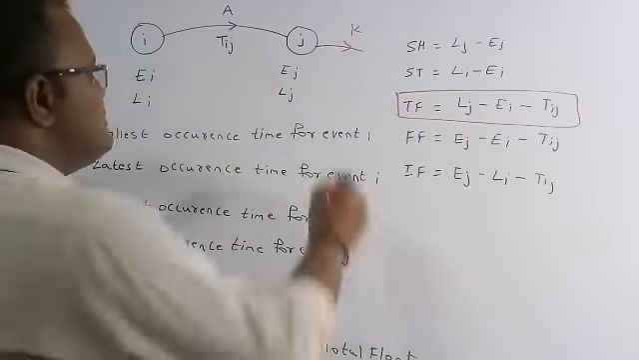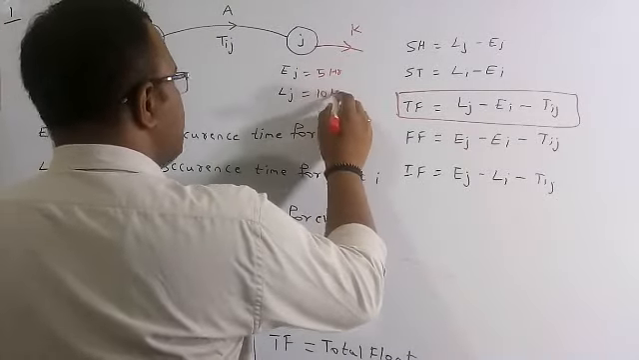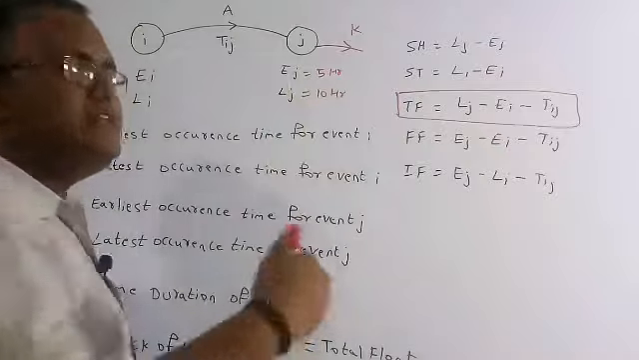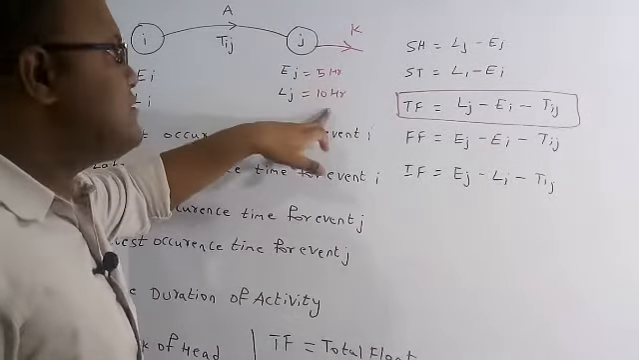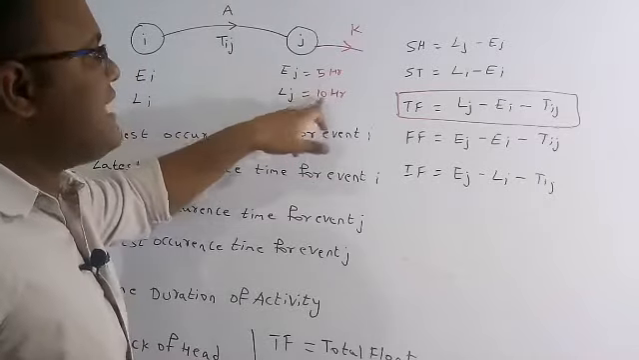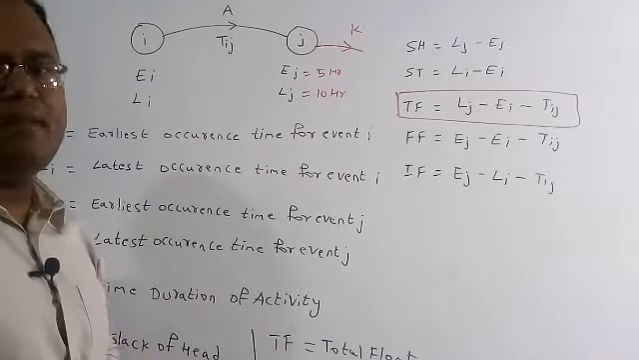So suppose this is 5 hours and this is 10 hours, which means event A has to finish in this duration, 5 to 10 only. The minimum value is 5 and the maximum value is 10. If it exceeds 10, the total project time will change, so the critical path will also change.